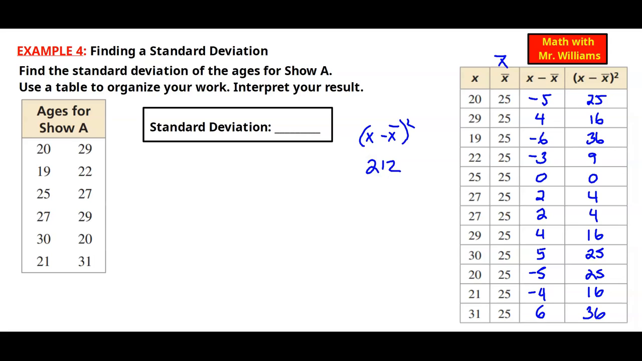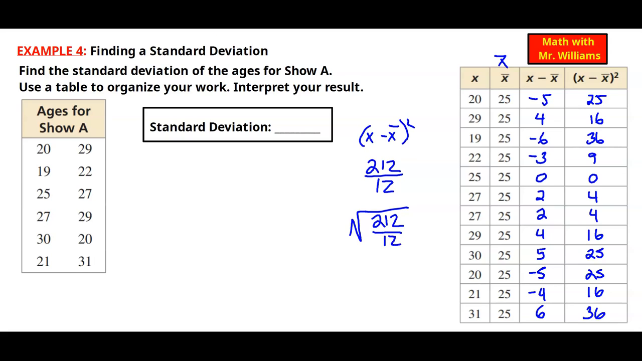Now we need to divide that number by 12 because that's our total number of values. So now we have 212 over 12. I like to leave it as a fraction because it's easier to type into a calculator, because the next step is to find the square root of that number. So we would have to find 212 divided by 12, and then the square root of that.